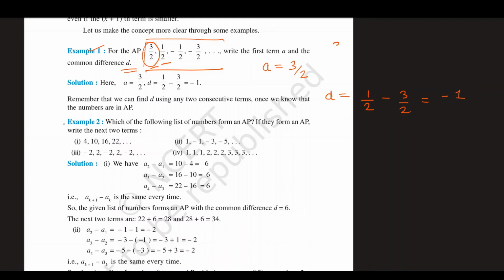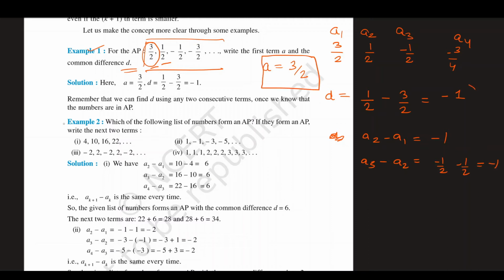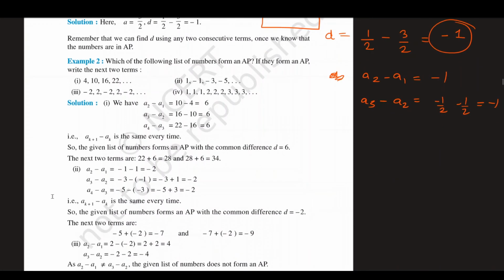So if I have to write this, 3 by 2 is the first term, 1 by 2 is the second term, then minus half is the third term, minus 3 by 2 is the fourth term. So it is A1, A2, A3 and A4. A2 minus A1 is minus 1, A3 minus A2 is minus half minus 1/2, which is also minus 1. So it is an AP with A equal to 3 by 2 and D equal to minus 1. So this is done. Then the question is: which of the following lists are in AP? If they are in AP, write the next two terms.